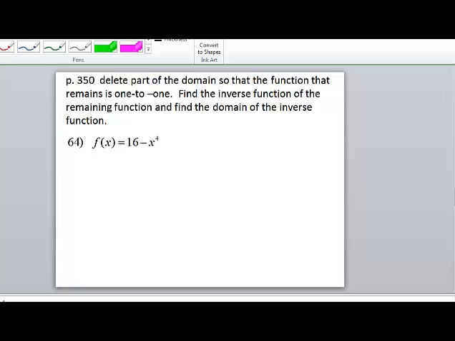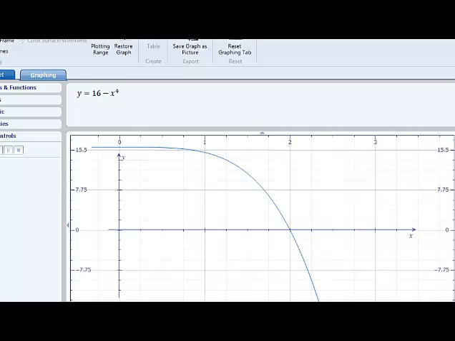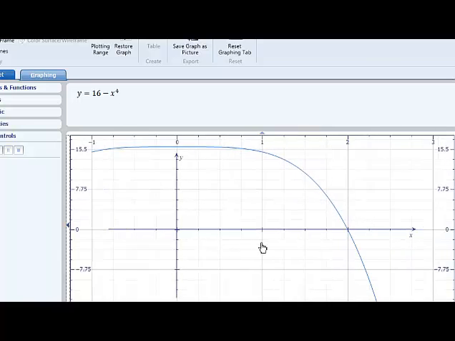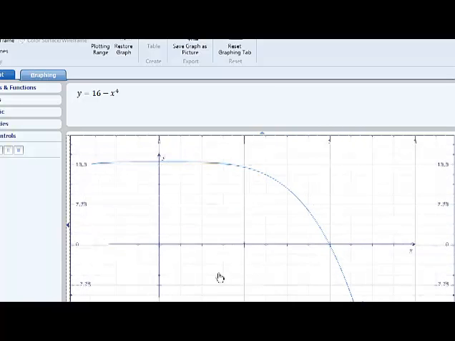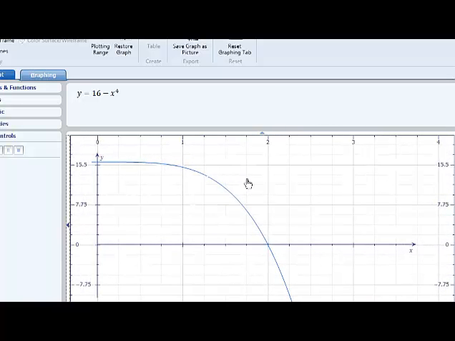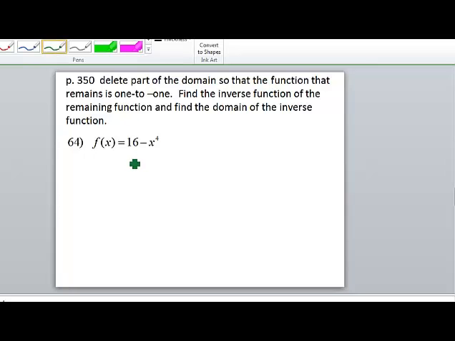In this next problem, we're asked to delete part of the domain so that the function remains 1 to 1, and then we're supposed to find the inverse and find the domain of the inverse function. So what I've already done is I've graphed this y equals 16 minus x to the fourth, and as you can see, the graph is not 1 to 1 when you're talking about the whole function, but if I chop it off so that I say that it's just when x is greater than or equal to 0, it is now 1 to 1.